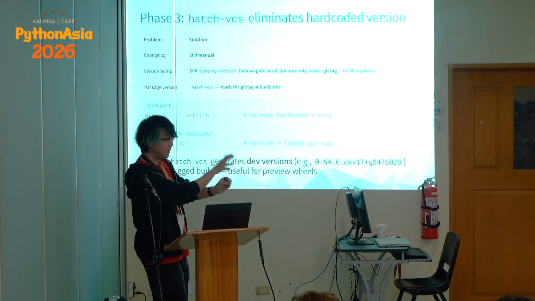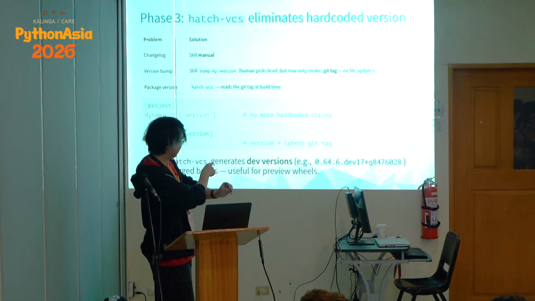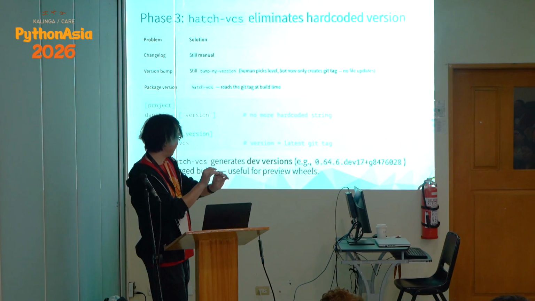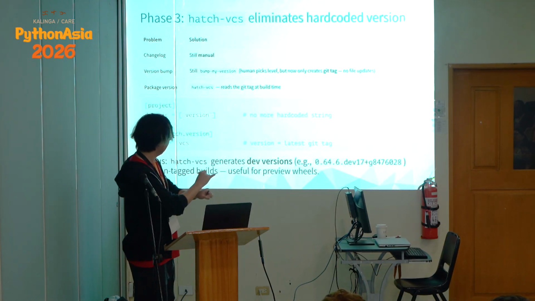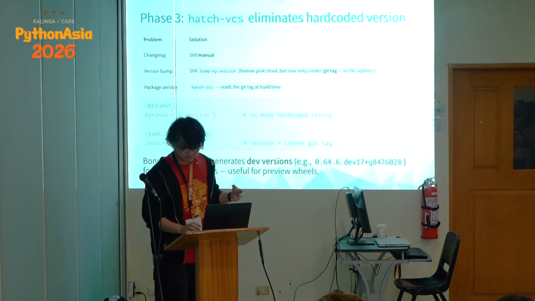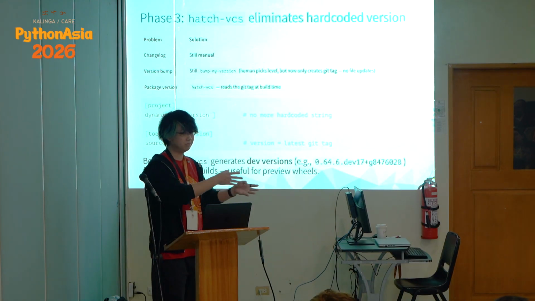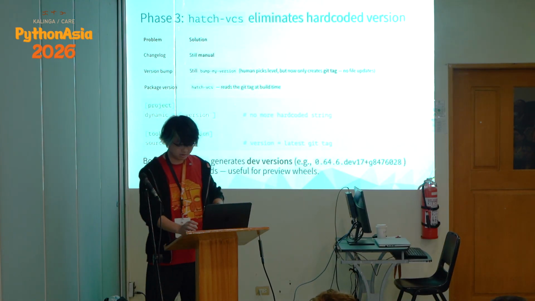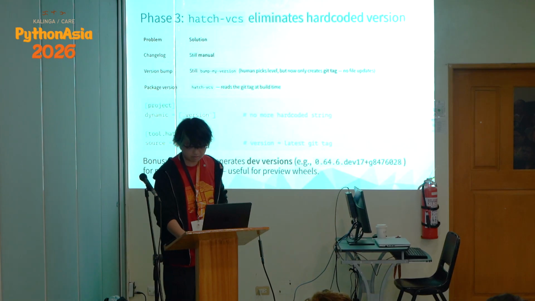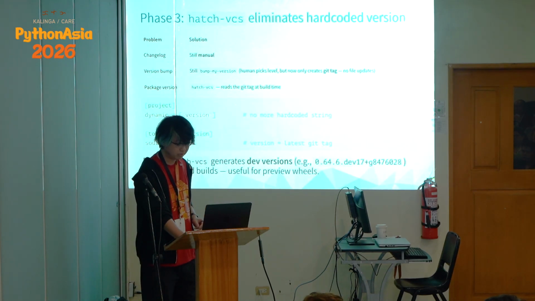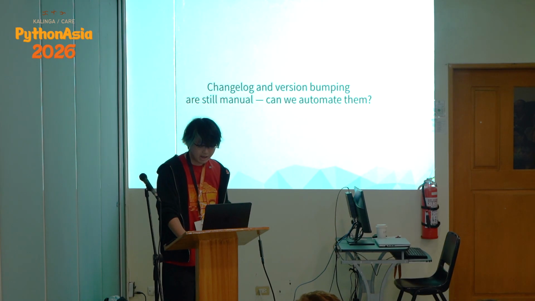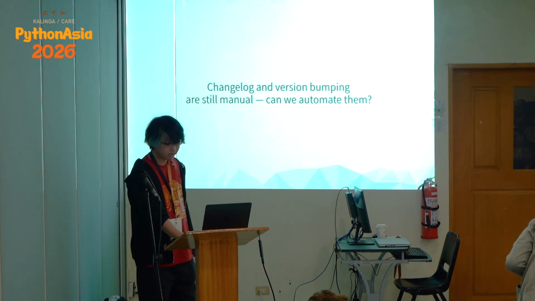something dot dev. In this case, dev 19 plus some commit tag. This is kind of a development version that distinguishes this very specific build from other git commit builds. That's really handy for preview wheels, which we will see later, by the way.